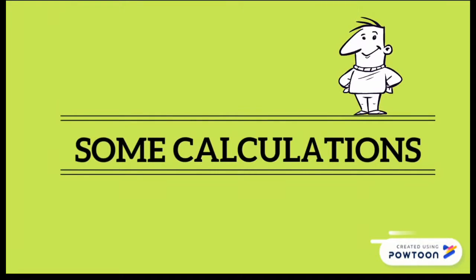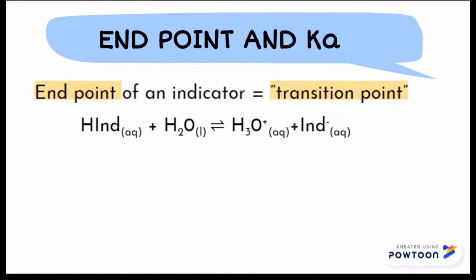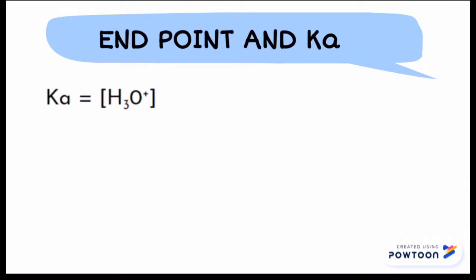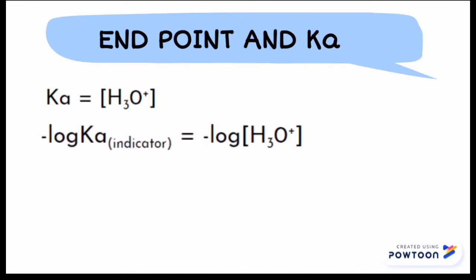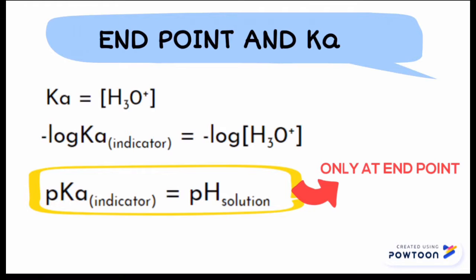Now let's do some calculations. The endpoint of an indicator means the same thing as a transition point. At this point, the concentration of HIND is equal to that of IND negative. Using these ideas with our Ka equation and knowing that the concentration of the acid and base forms of the indicator are equal, therefore cancel each other out, we are left with Ka is equal to H3O+. If we take the negative log of both sides, we will get pKa of the indicator is equal to the pH of the solution. However, please note that this is only true at endpoint.